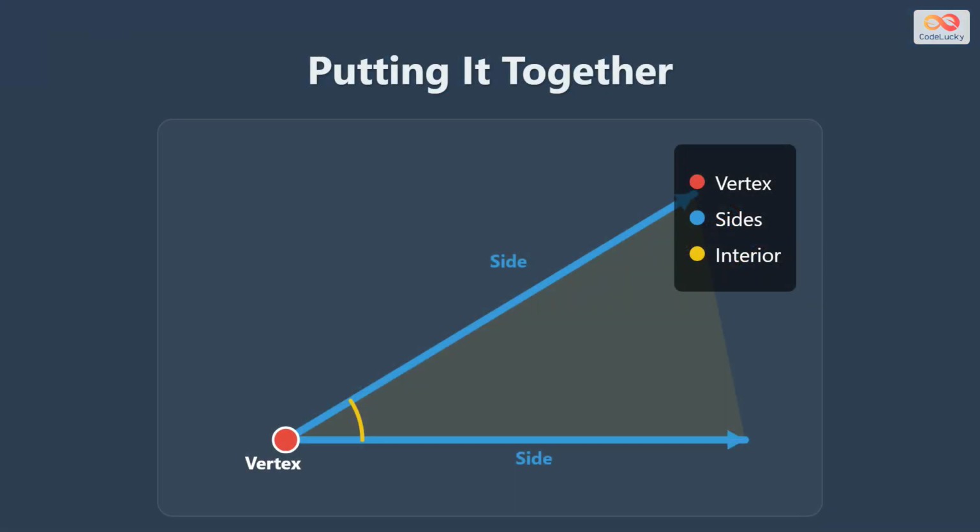Here we can see both parts together. The red dot represents the vertex, which is the starting point. The blue lines are the sides, extending outwards. Together, they form the angle.